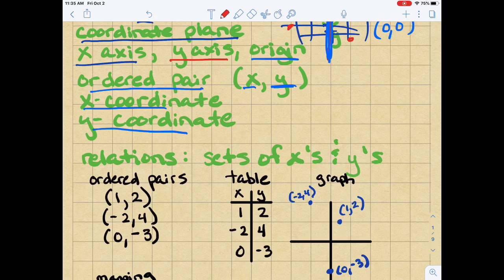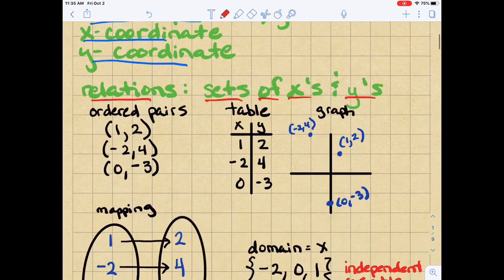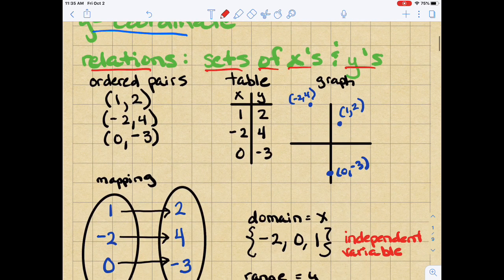All right, when we have relations, they're just sets of x's and y's, and we can represent them in ways like this. We can have ordered pairs, like these numbers 1 and 2. 1 is an x, 2 is a y, -2 and 4. -2 is an x and 4 is a y. 0 and -3, this is the x, this is the y. We can represent this same thing in a table of x's and y's. So you can see the x's are listed right next to the y's that they go with. We can show this on a graph.